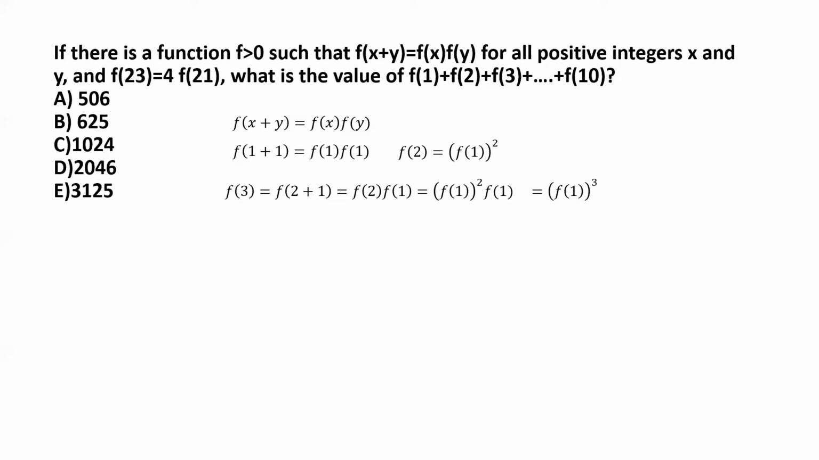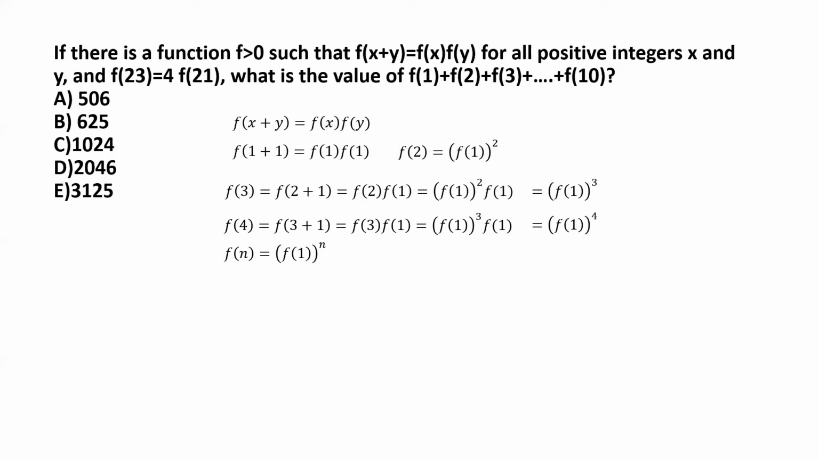In a similar way, we can show that f(4) is basically f(1) whole to the power 4. So by now, we're able to convince ourselves that f(n) takes the form f(1) whole to the power n. So what do we do from here?